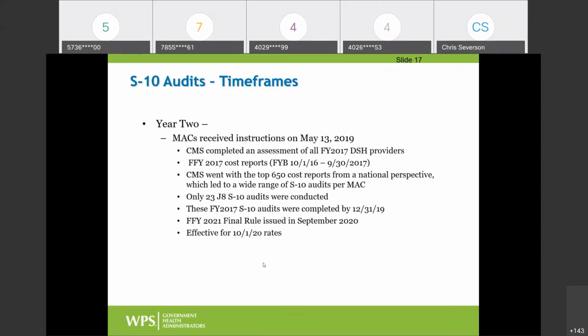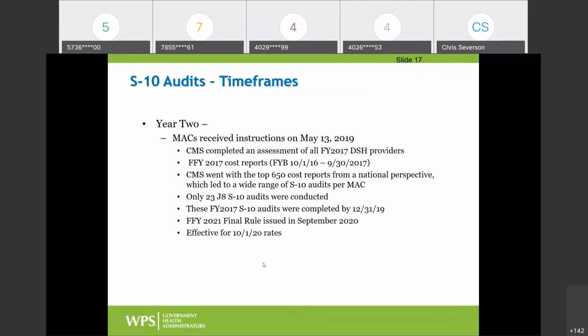Year 2, last year, we received instructions a little bit earlier, May 13th of 2019. This time they jumped to fiscal year 2017 providers, which, as many of you probably know, was when the cost reporting instructions changed for S10. So we took a look at those fiscal year 2017 providers, and this time they went with the top 650 from a national perspective instead of looking at just 50 per MAC.